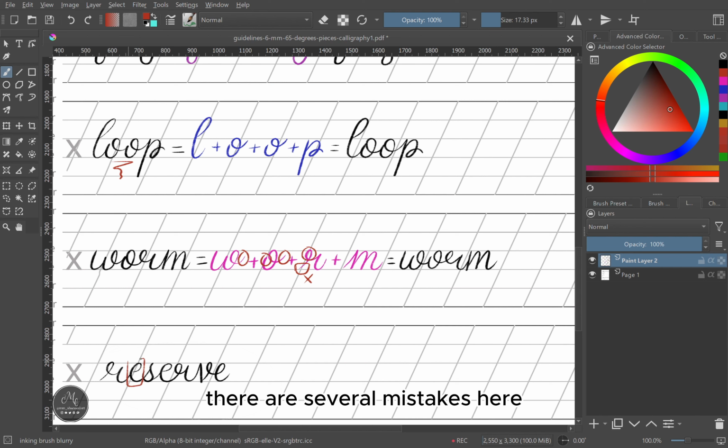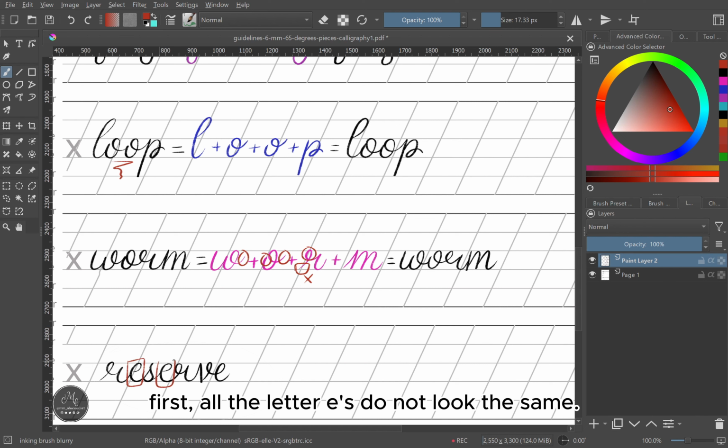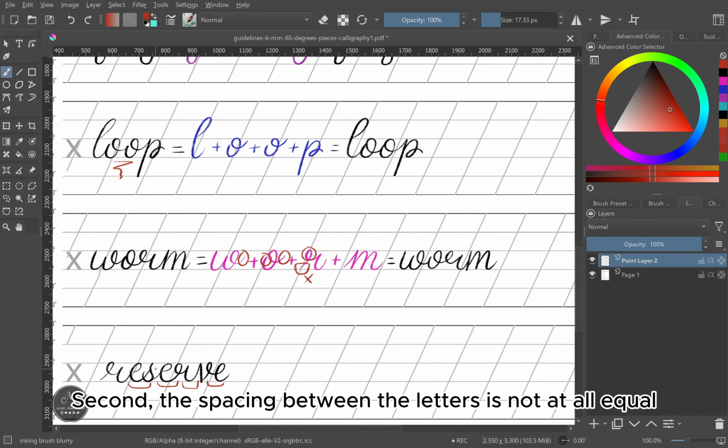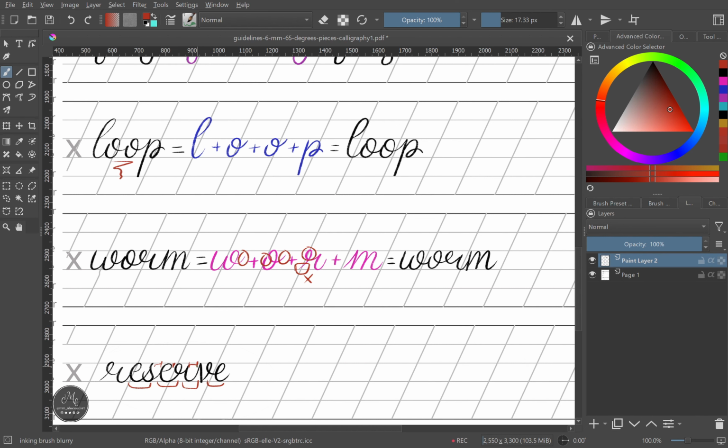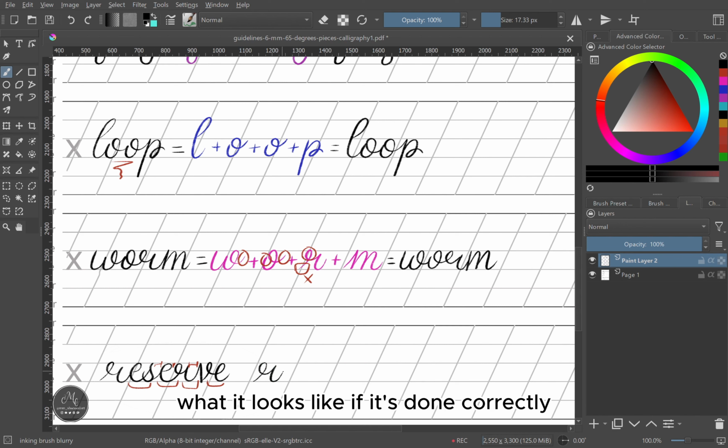There are several mistakes here. First, all the letter E's do not look the same. Second, the spacing between the letters is not at all equal. Some are much further apart compared to others. Let me rewrite it to show you what it looks like if it's done correctly.